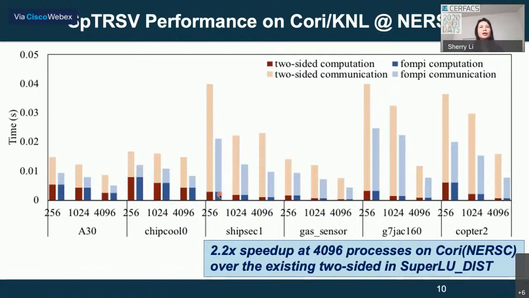So in this chart, you can see that's the amount of communication time, and that's the local computation time. The majority of the time is in communication. So you can see that with the one-sided communication, what you reduce is really the communication time. The local time is the same. So essentially, across all these matrices, we get a little over 2 times the speedup at 4,000 processes. So this is quite significant for a triangular solve to run on 4,000 MPI processes.